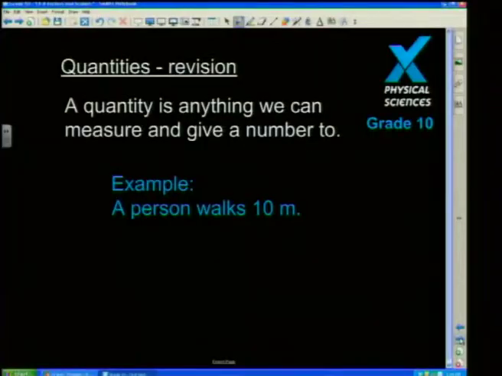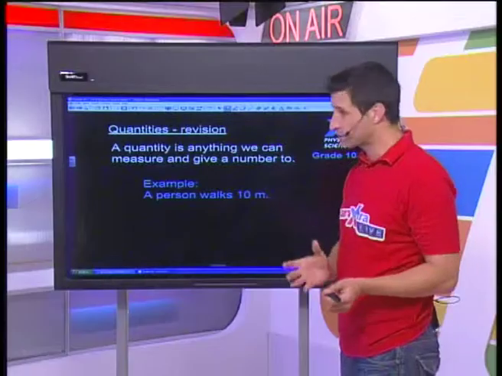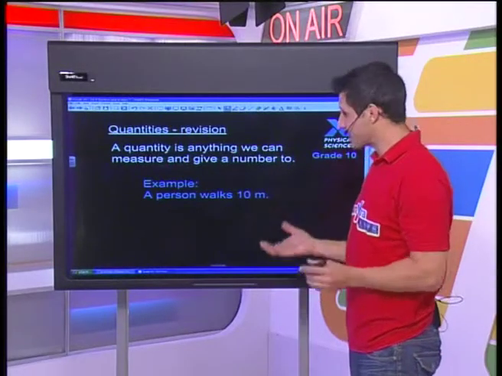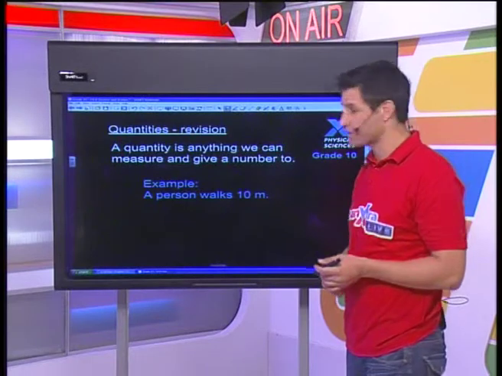Okay? So quantity is just a little bit of a revision. You've done this before in grade 8 and grade 9. A quantity is something which I can measure. It's how much of something I've got. Now, there's something quite cool about quantities, is they've actually got a tiny little identifier attached to them.